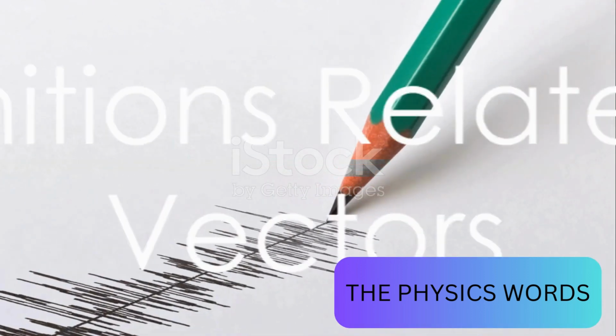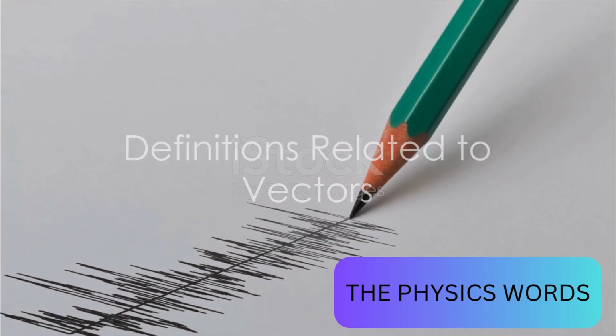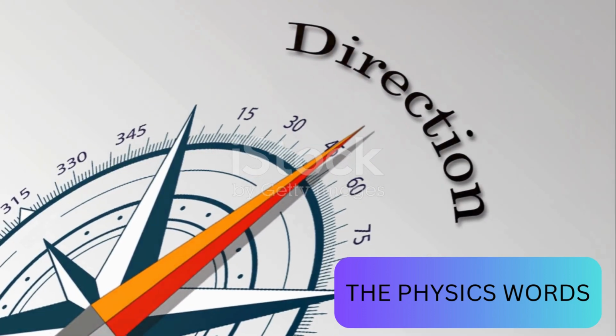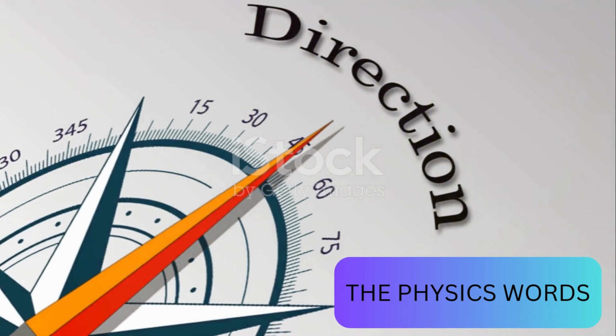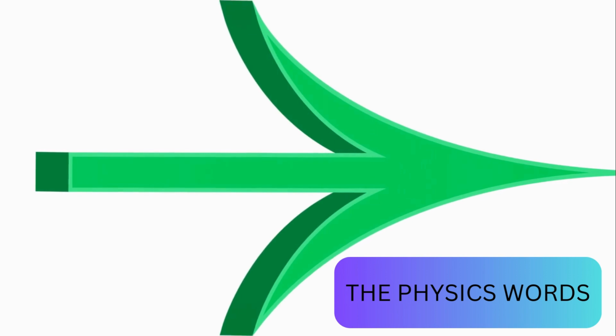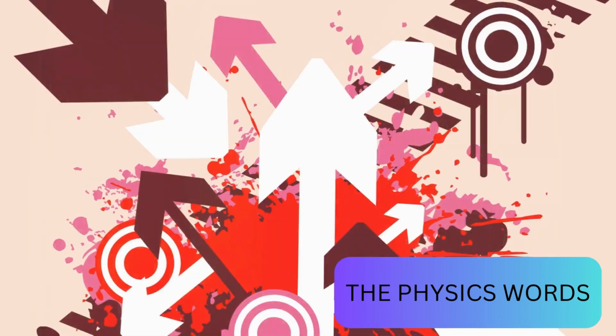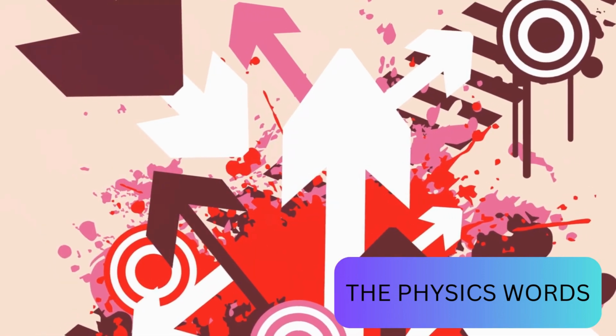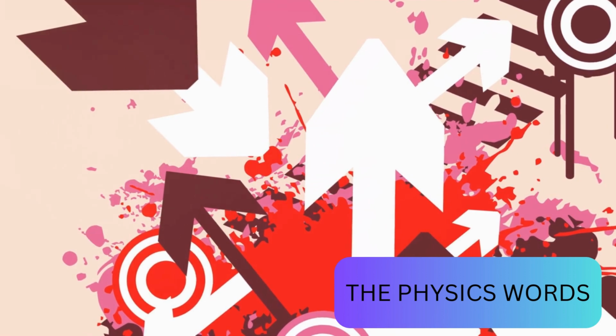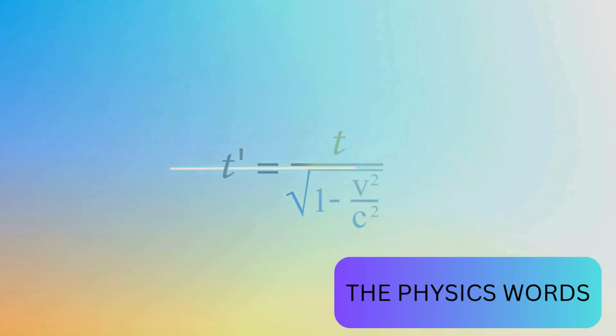Now let's delve into some important definitions related to vectors. The magnitude of a vector is its size or length, represented by the absolute value of the vector. The direction, on the other hand, is the orientation of the vector in space, typically represented by an angle relative to a reference axis. A unit vector is a vector that has a magnitude of 1. It often represents the direction of a vector.